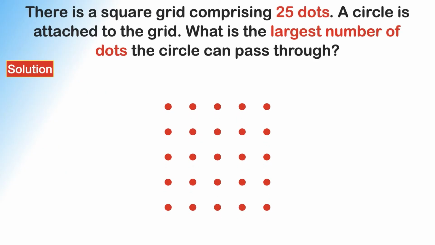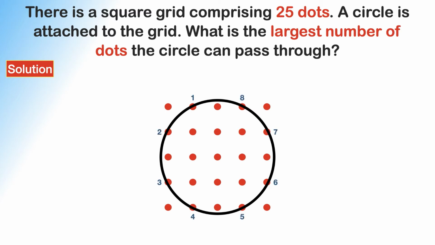Let me explain the solution now. Here is how we can solve this problem. The diagram shows a circle that goes through 8 dots. There are other circles that also go through 8 dots, but this is the largest number of dots that a circle can go through.